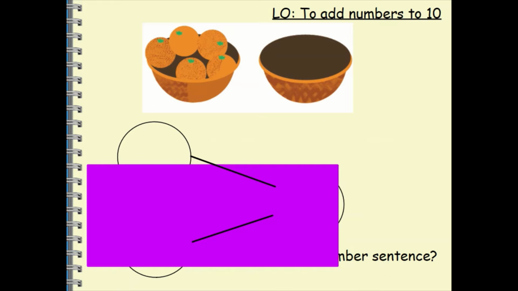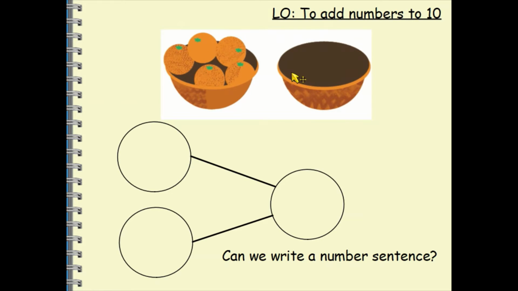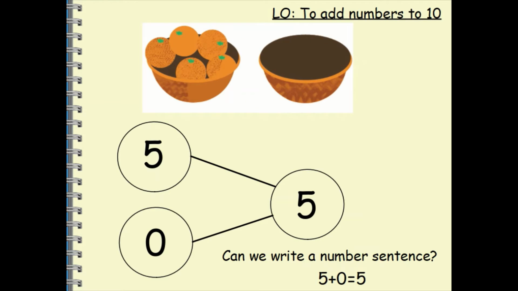Have a go at the next one by yourself. Look at how many oranges there are in this bowl and fill in your part-whole diagram. Then fill in the whole part. Once you've done that, have a go at writing a number sentence. Here are the answers to that question.